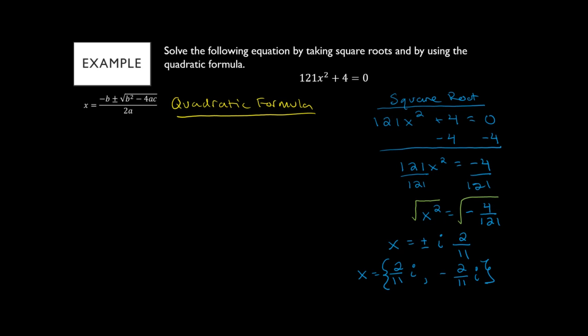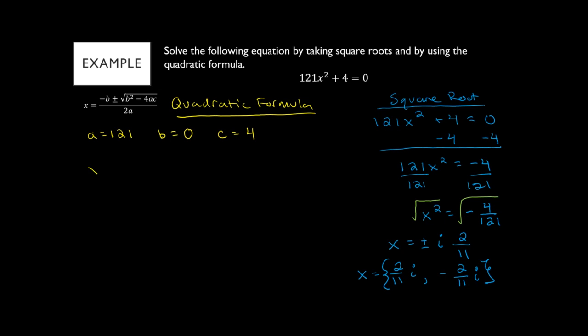So again, we need to identify A, B, and C. A is the number in front of the squared term, so that's going to be 121. B is the middle term, the x term. Because that term doesn't exist, it's 0. And then C is the constant, so that's going to be 4.